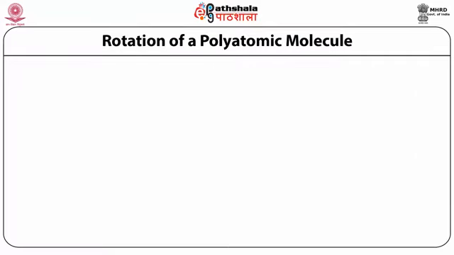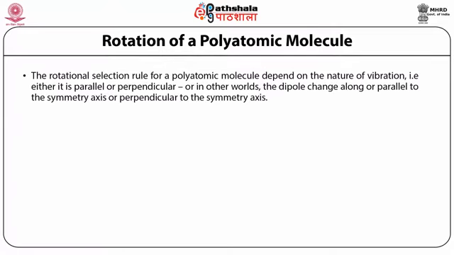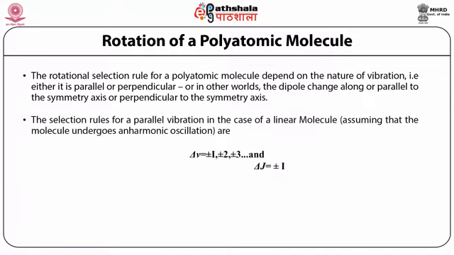Coming to rotational spectroscopy of polyatomic molecules, the rotational selection rule for a polyatomic molecule depends on the nature of vibration, that is, whether it is parallel or perpendicular, or in other words, the dipole change along or parallel to the symmetry axis, or perpendicular to the symmetry axis. The selection rules for a parallel vibration in the case of a linear molecule, assuming that the molecule undergoes anharmonic oscillation, are delta nu is equal to plus minus 1, plus minus 2, plus minus 3, and delta J is equal to plus minus 1.